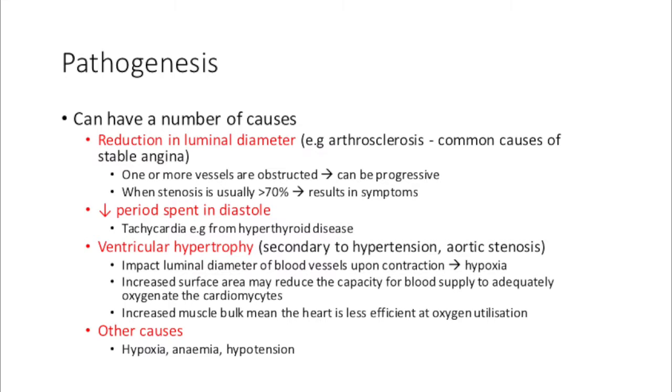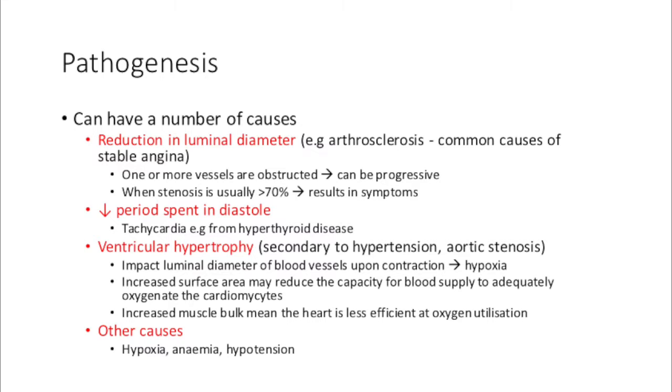It also can be due to the fact that there's less time spent by the heart in diastole, and so the blood vessels of the heart are less perfused. This could be due to a number of factors such as tachycardia, e.g. from hyperthyroid disease, atrial fibrillation, or any other tachycardic disorders. Ventricular hypertrophy is another cause of ischemia, and that can be due to hypertension, aortic stenosis, or any other causes that can cause abnormal enlargement of the heart.